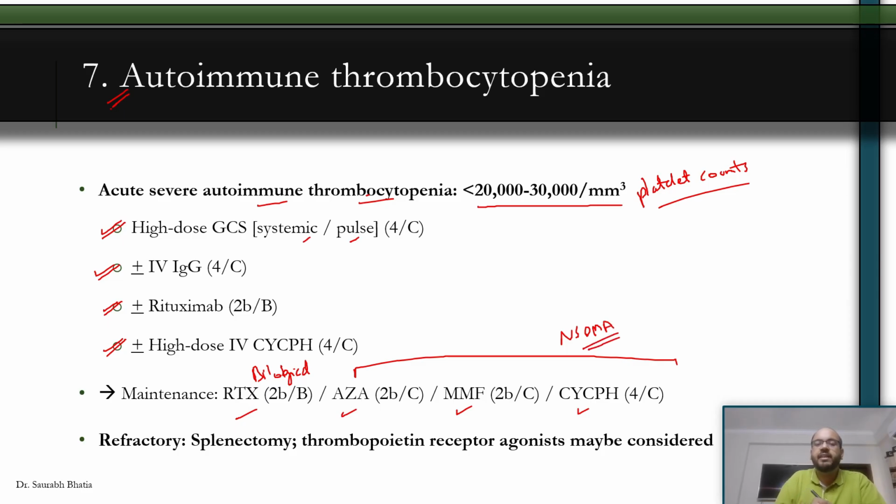Clear? If the treatment is not controlling the disease properly and the thrombocytopenia is still not controlled, you may consider splenectomy or thrombopoietin receptor agonist in case of refractory disease. So this is the last line of defense as of now. Clear? Let's move forward.